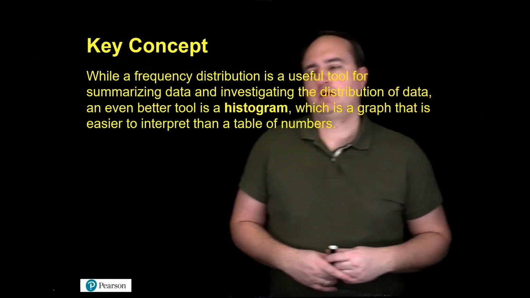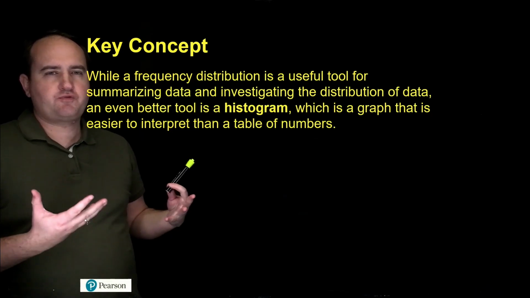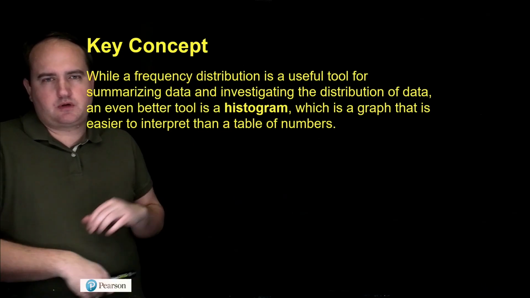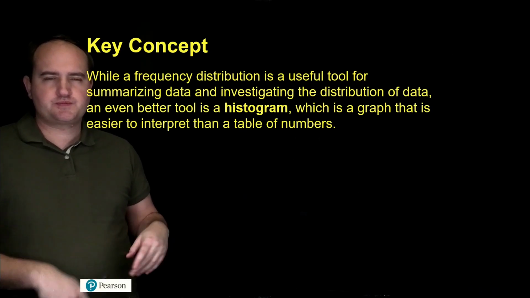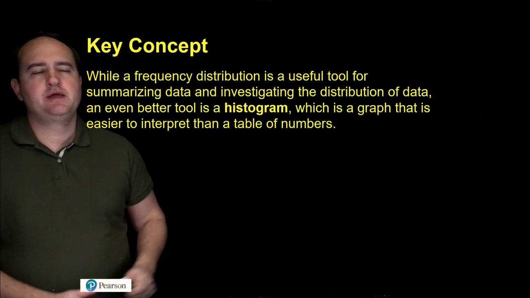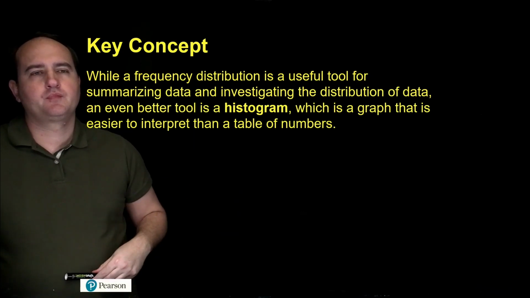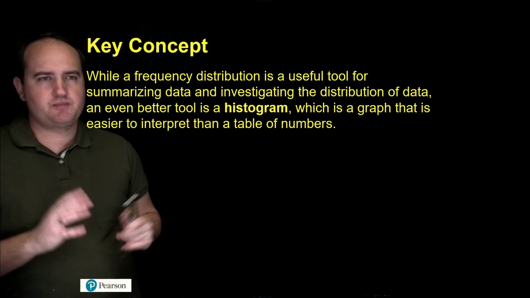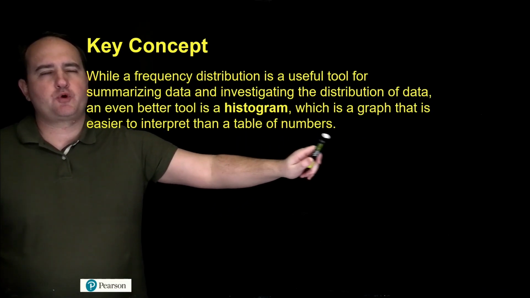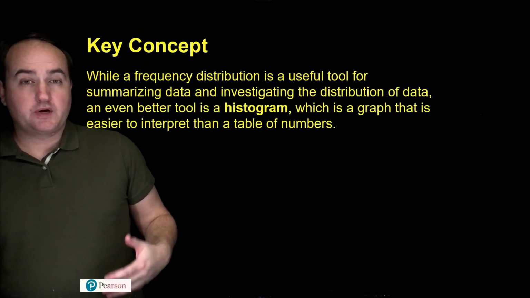So obviously, the tables that we've already constructed, the frequency distribution, is useful for summarizing the data. A picture is worth 1,000 words. So just having a table doesn't cut it. Most people want to have a graph of some sort to display their data so that we are able to investigate the distribution or the shape of the data. So a picture is going to be much better. So a histogram, like I said, is a graph that is easier to interpret than just a frequency table or a frequency distribution. So what does a histogram look like?